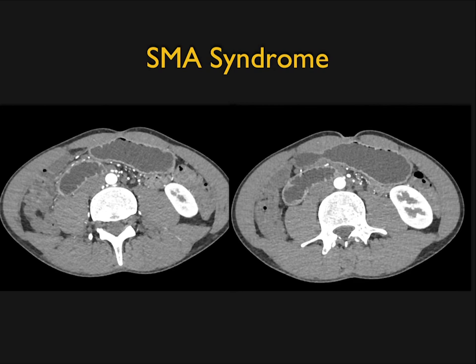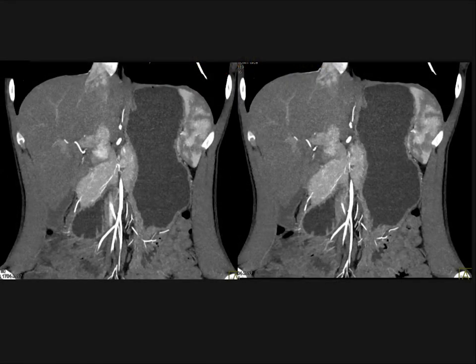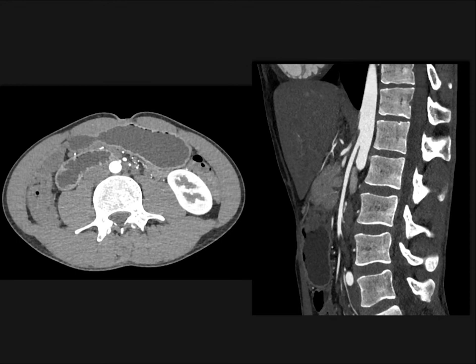Look at the duodenum, how it's dilated. You see the folds with cinematic rendering, and you see that transition proximally. And you look at the sagittal views, and again, a markedly decreased angle. So that's something we need to think about.